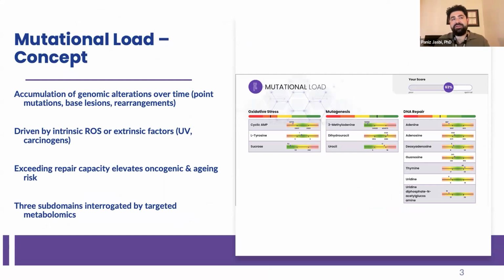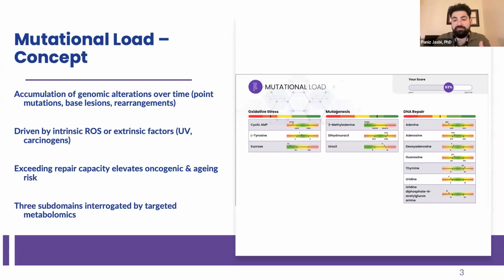Mutational load is the cumulative DNA damage debt that a body carries. These can be point mutations, base lesions, even chromosomal rearrangements. Intrinsic ROS, or reactive oxygen species, as well as extrinsic agents such as UV or carcinogens, push damage forward, and the DNA repair machinery pushes damage back.